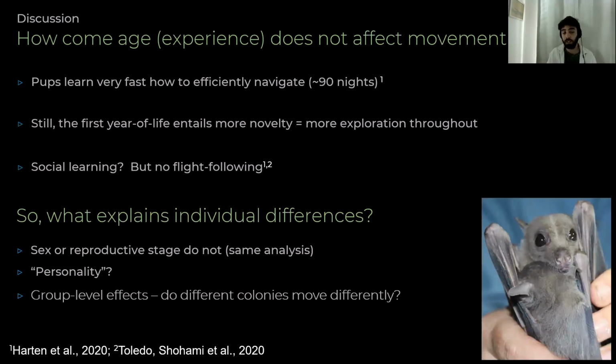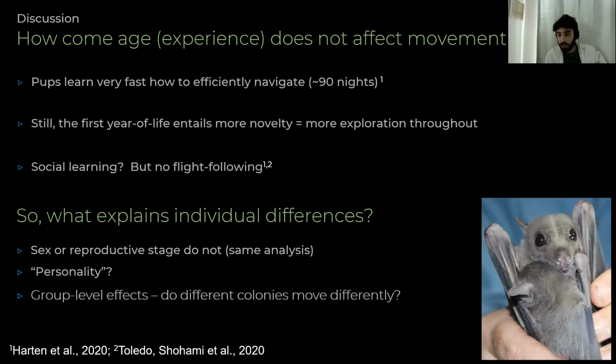So first of all, pups probably learn very fast and efficiently to navigate. So they know very fast where to find relevant trees. Within 90 nights since the first time they started foraging, they have very good knowledge of all the locations of the different trees. This is also recently published. But still, throughout the year, they would have to encounter novelty at some point. So it doesn't explain the whole thing.